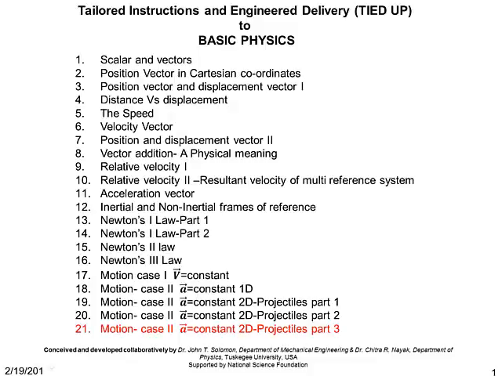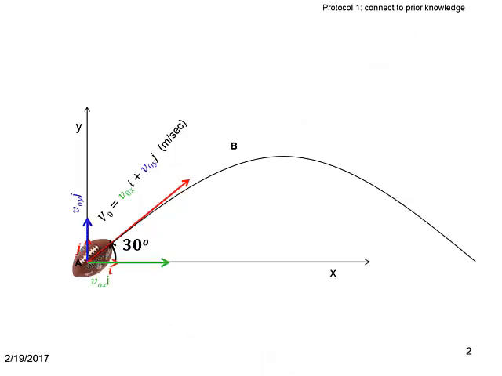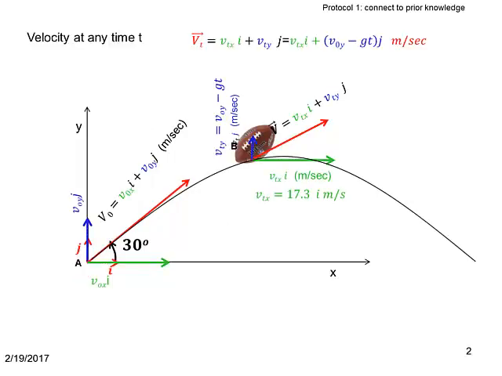Hello and welcome back. In part 3 of the projectile motion video, we will discuss the range of a projectile, that is, the distance traveled in the x direction. For this purpose, we use the expressions derived earlier for velocity at a given instant and displacement of a projectile at a given period of time t.